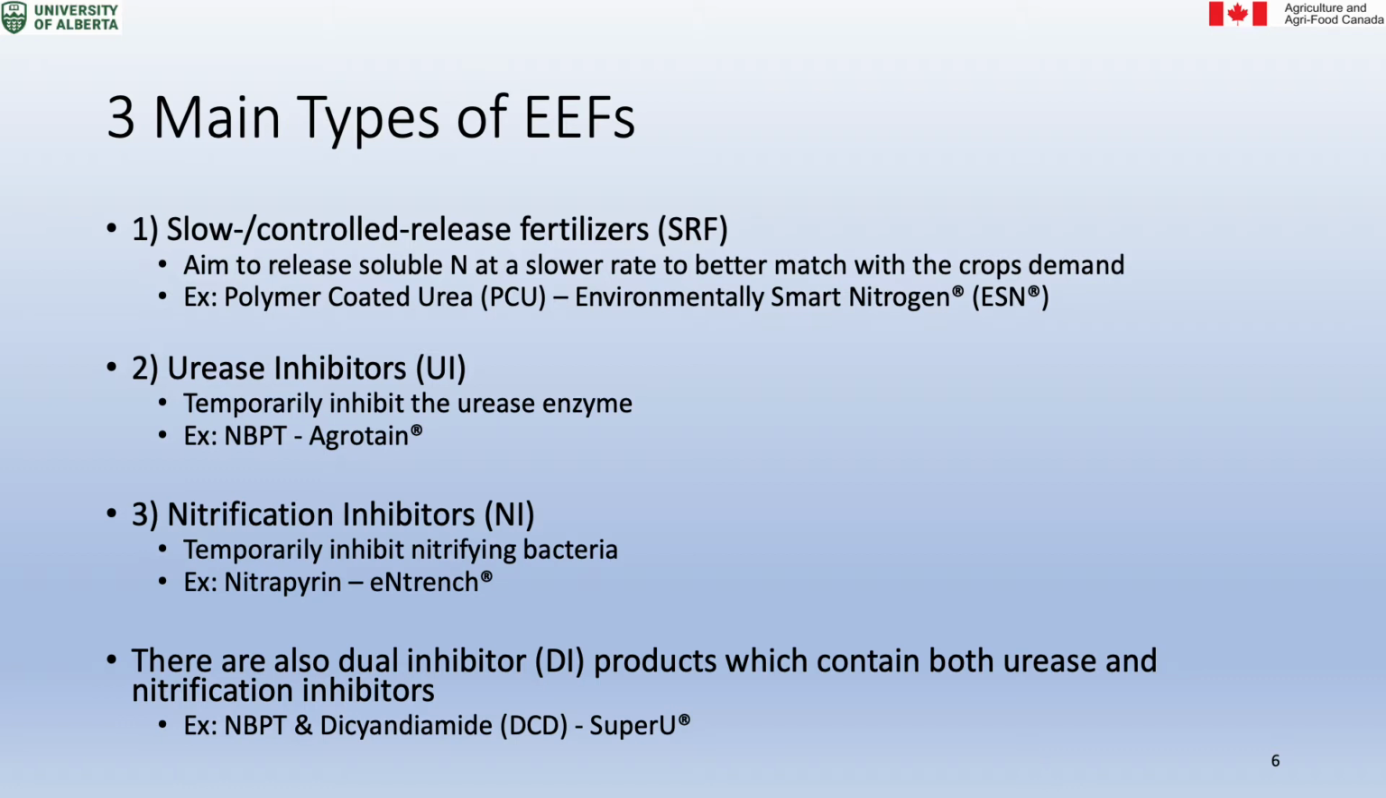The next class is urease inhibitors, UIs. These temporarily inhibit the urease enzyme. An example of that is NBPT found in Agrotain. And next up there's nitrification inhibitors, NIs, and these temporarily inhibit nitrifying bacteria populations. So that's found in nitrapyrin, the active ingredient in Entrench. And then there's also dual inhibitor products which contain both urease and nitrification inhibitors. An example of that is SuperU.